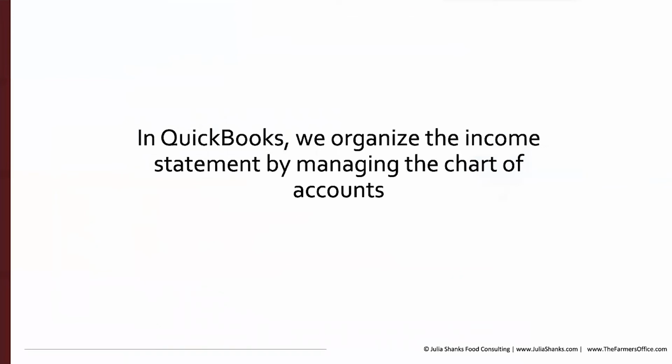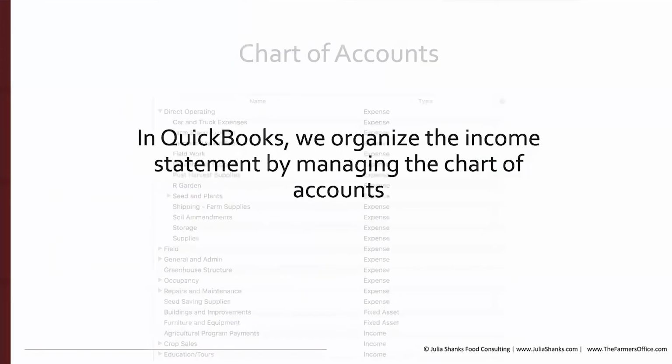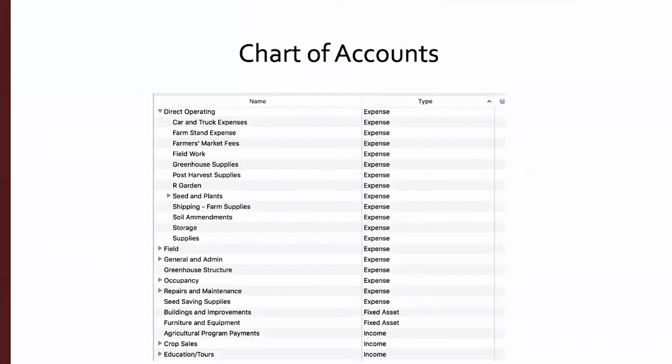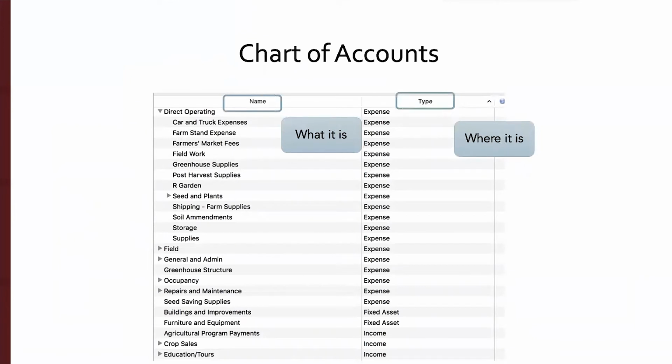And with that in mind, we can use that structure to set up our chart of accounts and how we see our income statement. So in the chart of accounts, you're going to have the name and the type. So you're going to have the list of the different account categories, what it is, and these are the things that you're going to see on the income statement when you run that report. And the type, whether it's expense, fixed asset, or income, is going to tell you where it is. An expense is going to be on the income statement in a certain section. A fixed asset is going to be on the balance sheet in a certain section. So the name is what it is, the type is where it is.